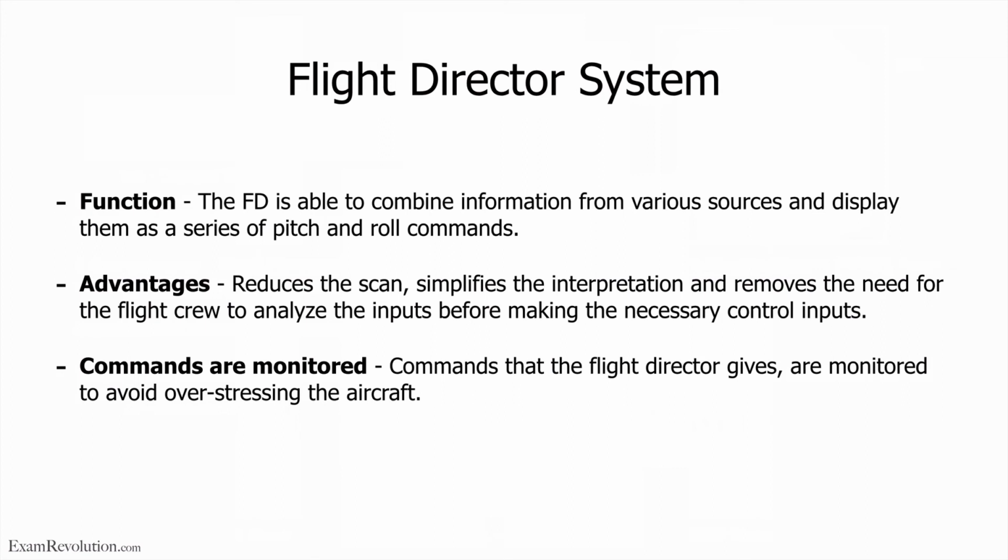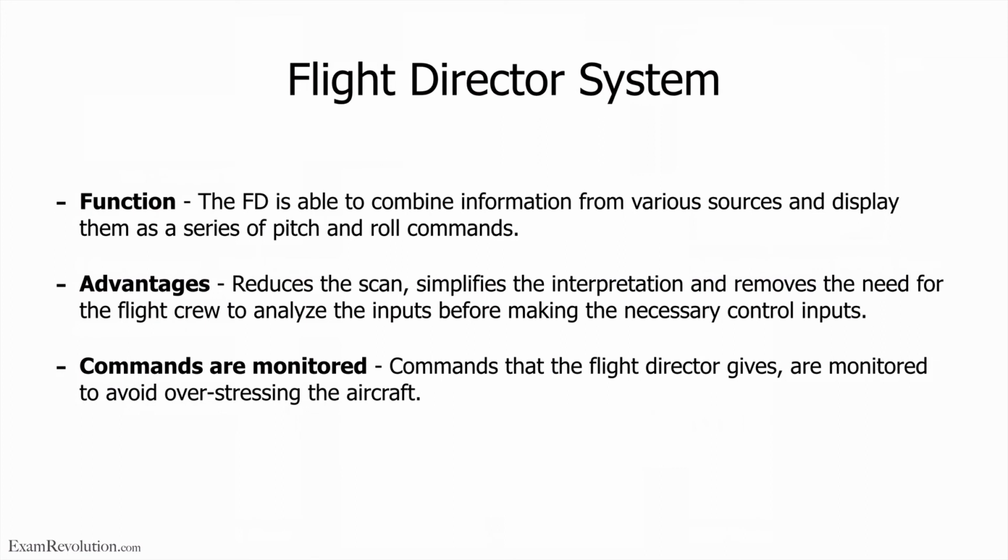So you literally just have to watch those bars or those crosses and you will be flying perfectly on the numbers. Now the nice thing is you can either fly it manually like that, so you can literally control the aircraft and fly the flight director, or if you put the autopilot on, then the autopilot will fly the flight director for you. And that's how the two systems are interlinked. So the commands of the flight director are always monitored. Okay, the commands that the flight director gives are monitored to avoid overstressing the aircraft.